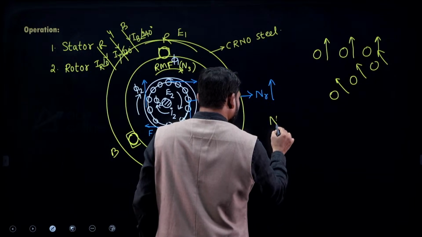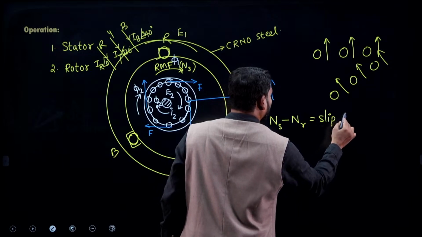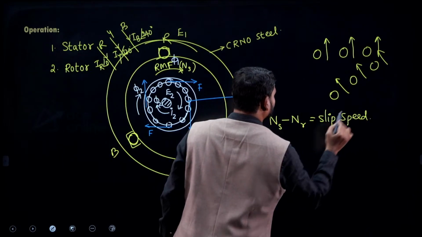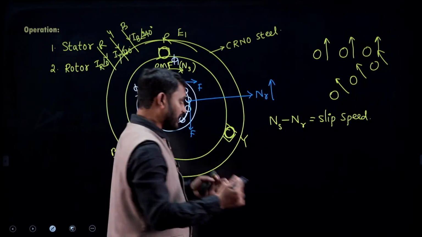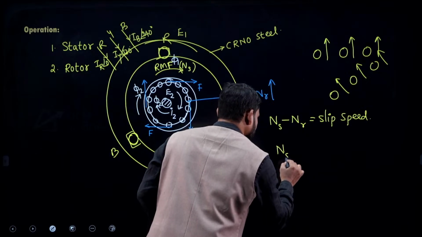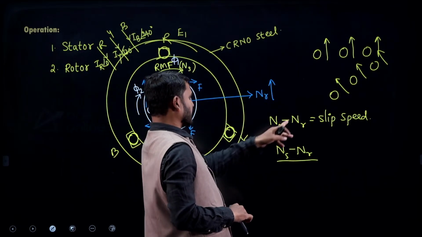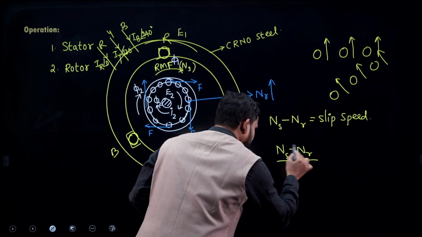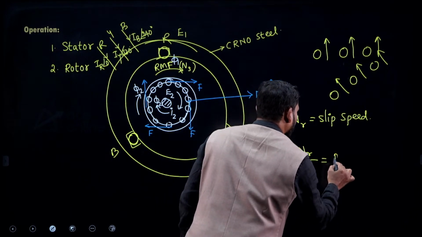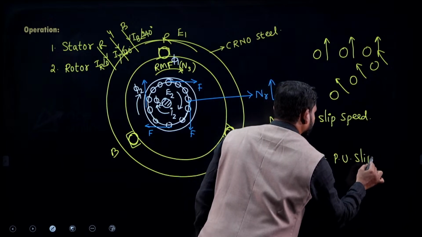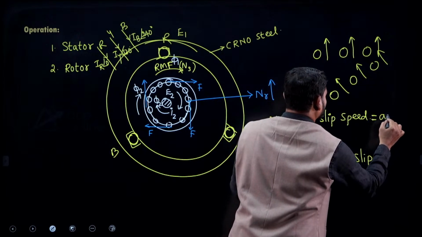The difference in speed we call slip speed, Ns minus Nr. It is in RPM only, slip speed I am writing. Per unit slip is written as (Ns minus Nr) divided by Ns. Ns is the synchronous speed of the rotating magnetic field. Nr is the rotor speed. The difference in speed divided by synchronous speed you can call per unit slip.